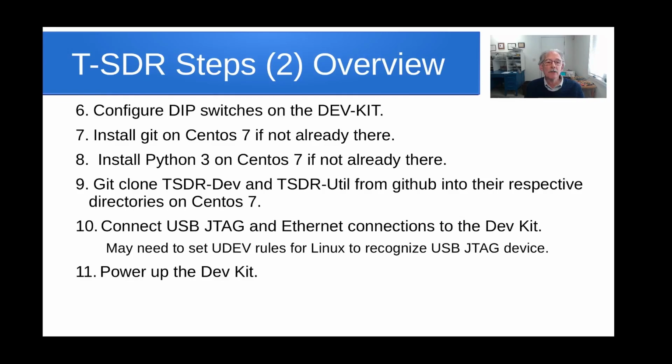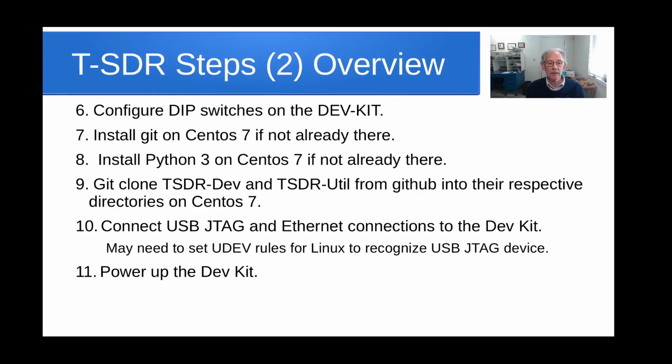You'll then need to configure the dip switches that are on the dev kit. There's a photograph and a couple of slides on how to do that. Install Git on CentOS 7 if it's not already there. Install Python 3 on CentOS if it's not already there. And then you will git clone TSDR-dev and TSDR-util from the GitHub site link provided in the previous slide onto their respective directories on CentOS 7.